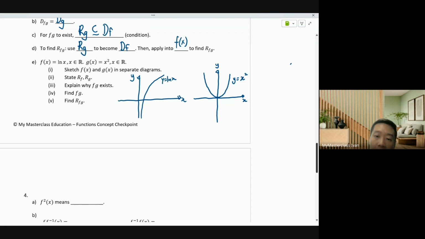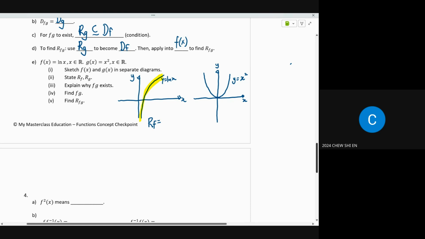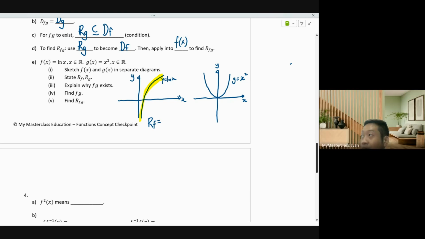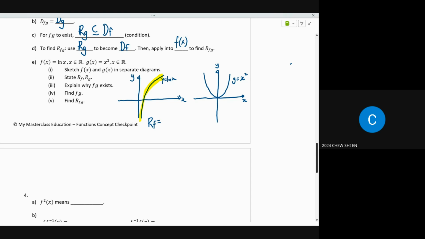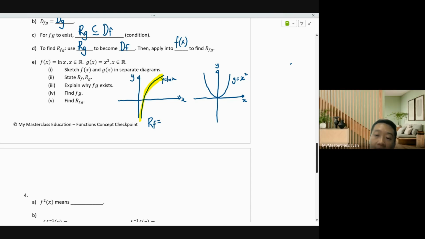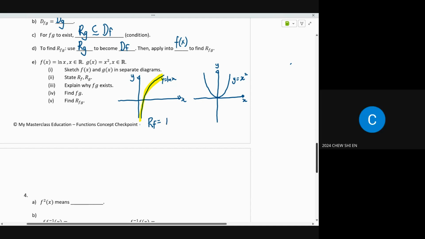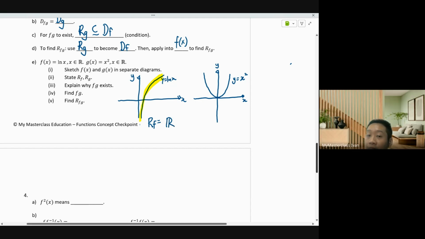Okay. What is the range of f? Shen? 0 to infinity. No. Try again. It's the y value, right? Yeah, it's the y value. Can you see it goes all the way to the bottom also? Negative infinity to infinity. So it's a real number.